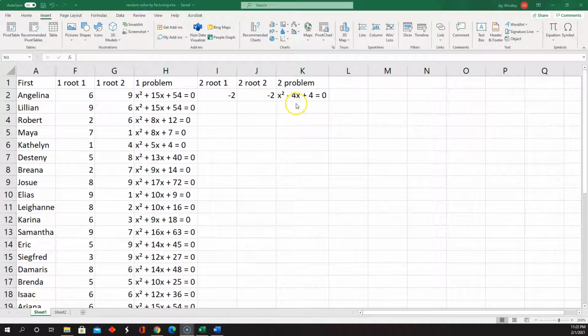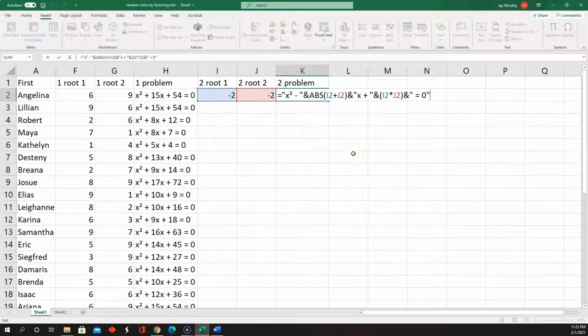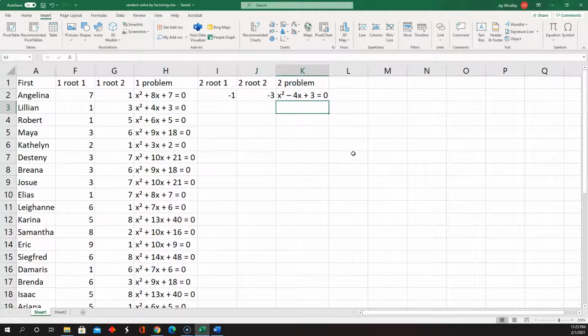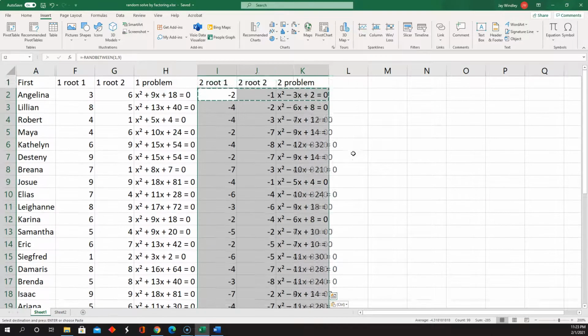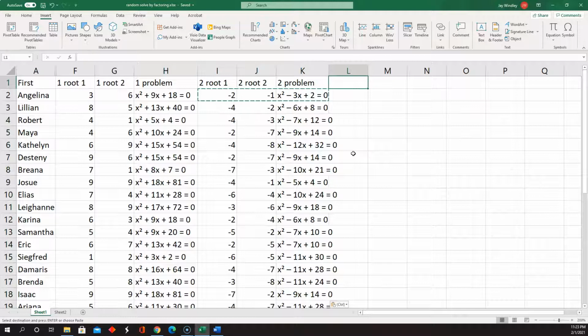One final touch is that there's a way to make this negative sign look more like a subtraction sign instead of a little hyphen. So we're going to edit this part right here. We're going to take that out, hold down the Alt key and press 0150, release, and that gets us a little bit better looking subtraction sign. So copy and paste all the way down, and now we have two problems for every student.